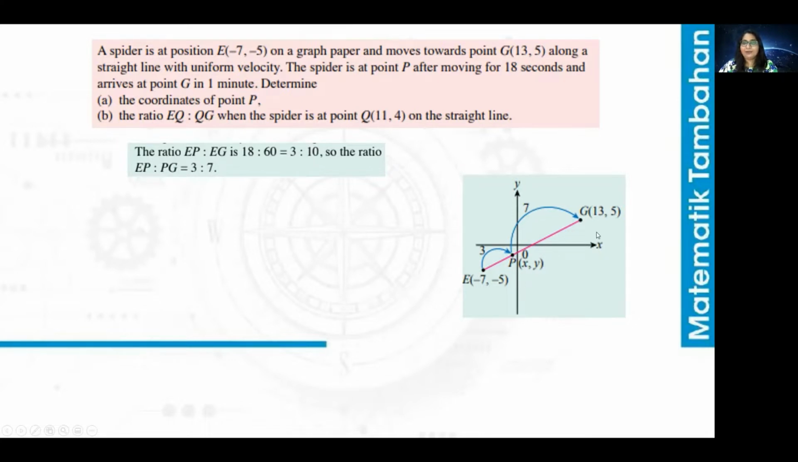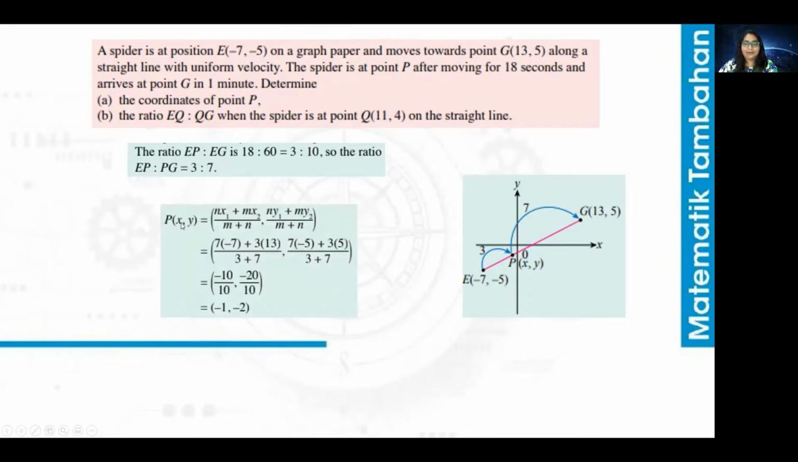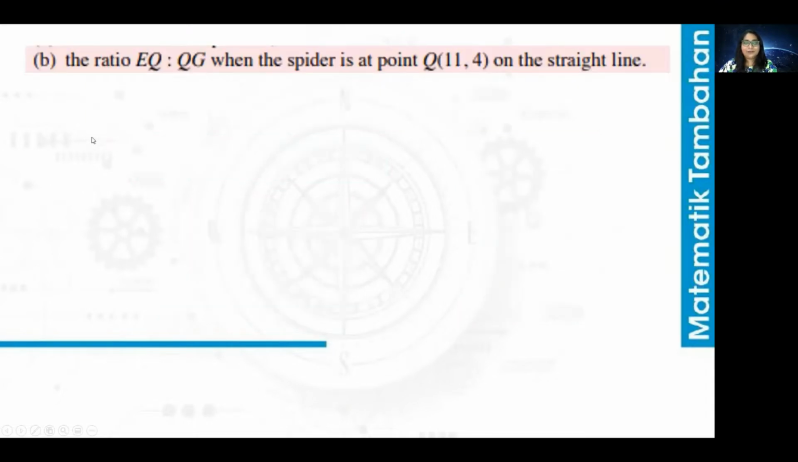Next, I plug these values into the formula. So I have coordinates of P(x, y) equals (nx1 + mx2)/(m + n), (ny1 + my2)/(m + n). Substituting n, m, x1 and x2, I get the coordinates of P as (-1, -2). Easy, right? Yes, good job, girls and boys.